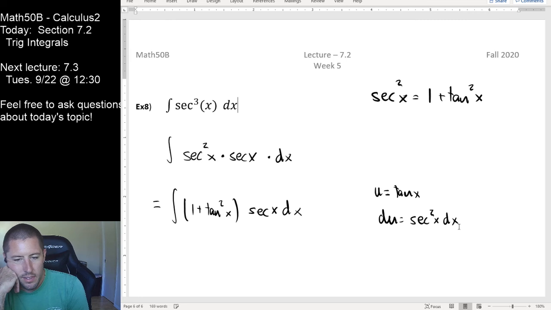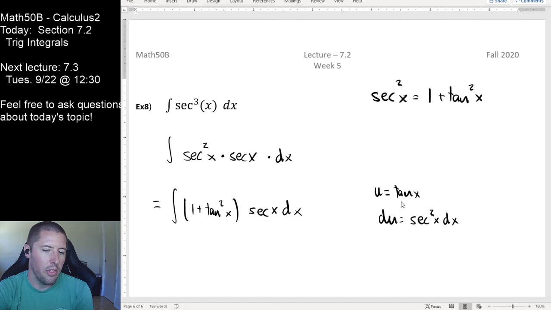Now, this looks super close to what we want, but it's kind of off. We don't have secant squared dx. We only have one secant times dx, not two of them like we need to make this swap out for du. So this seems tantalizingly close to being a useful u sub. But my issue is that my squared is in the wrong place. If I could pick u to be tangent and tangent was standalone and the secant was what was squared, this would be a good u sub. This would only work if squared was on the other term.